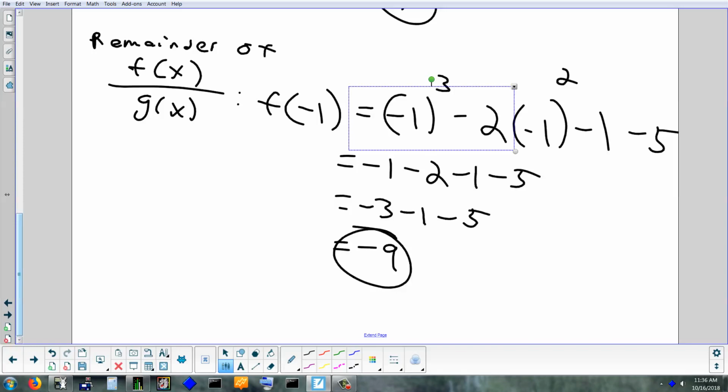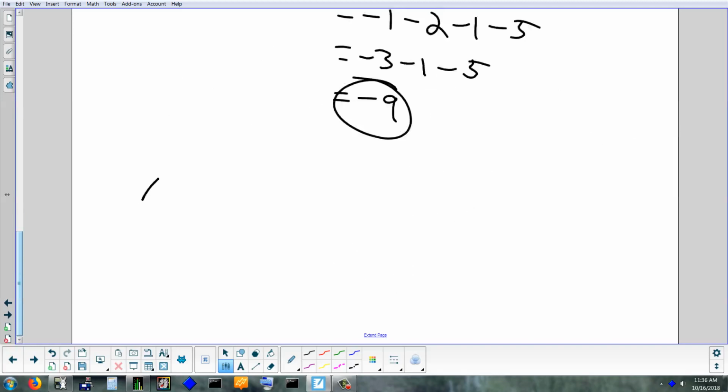So again, g of x is not a factor of f of x. We haven't had any that come out with a remainder of 0 yet. We will, though. Where that comes in really handy is if I asked you to do a problem like this.